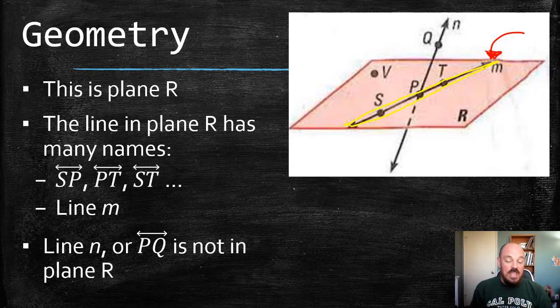Now, line N, see here's the N up here, or I could also call that one line PQ because it goes through the points P and Q. That one is not in plane R. You can see how it's kind of crossing through plane R, but it's not inside the plane itself like line M is. So that's our naming conventions for lines and a good example of a picture that has some points and some lines and some planes in it.